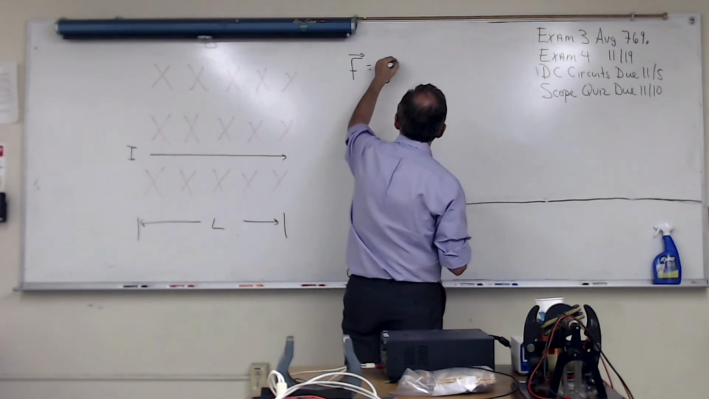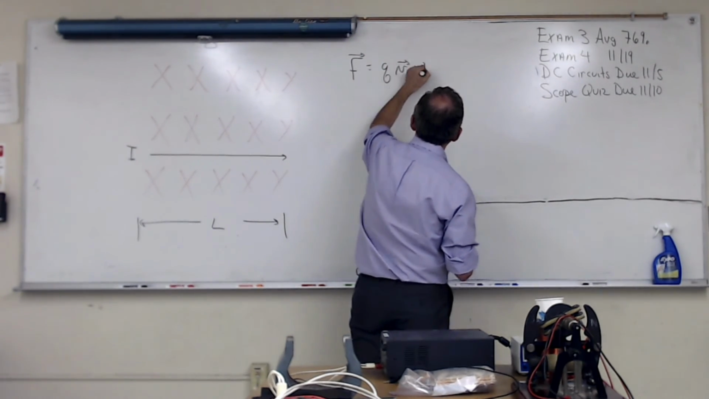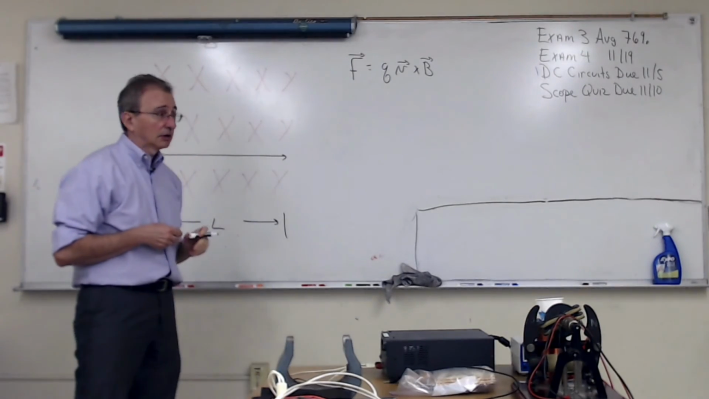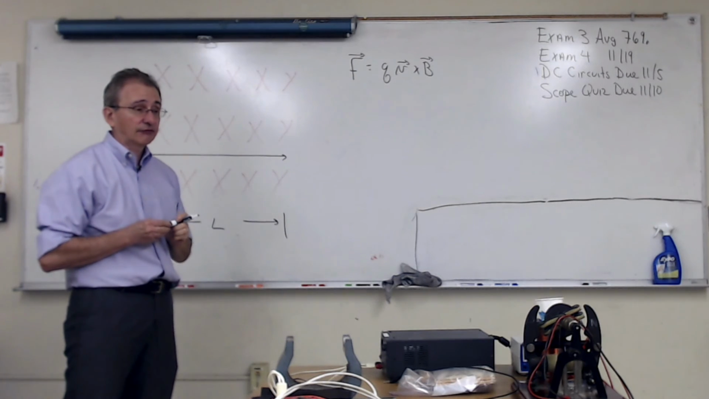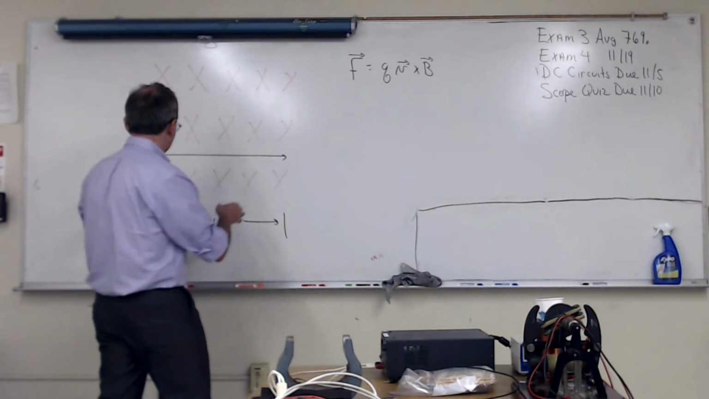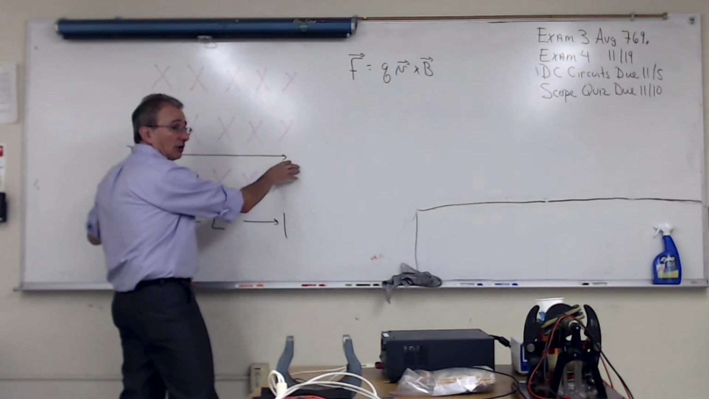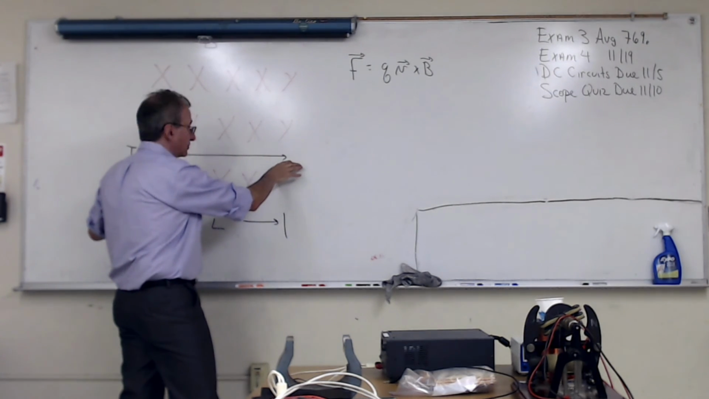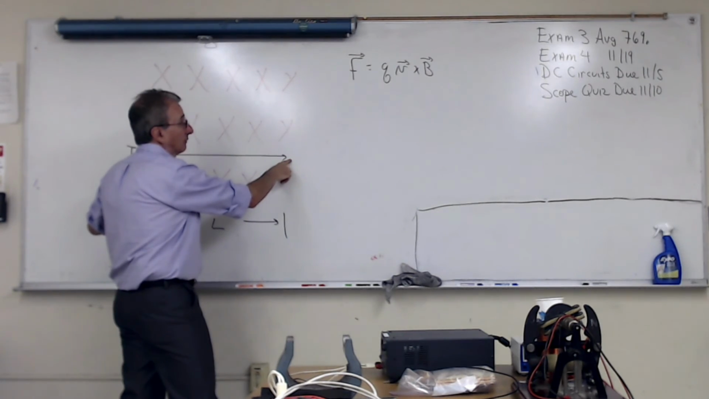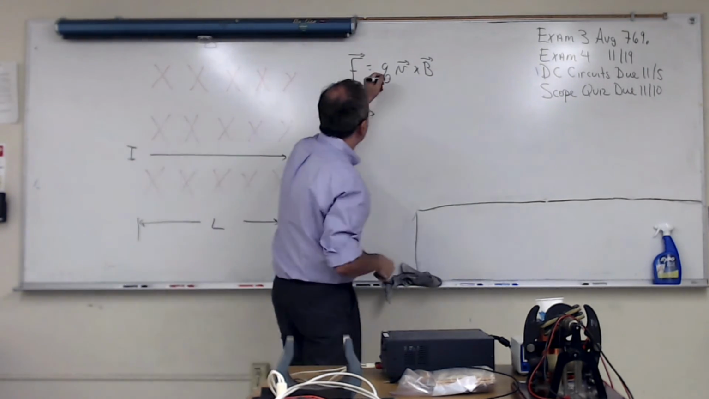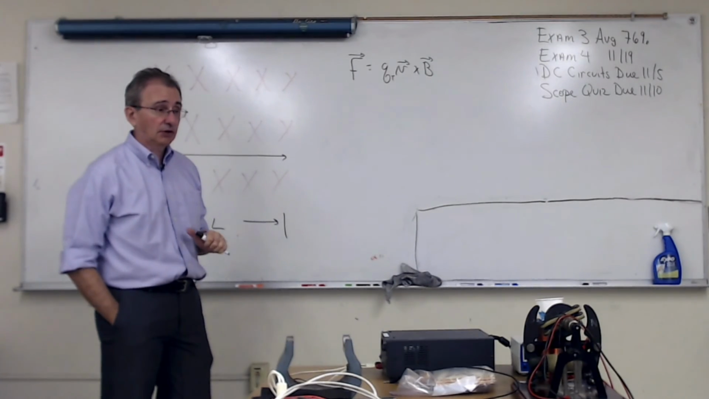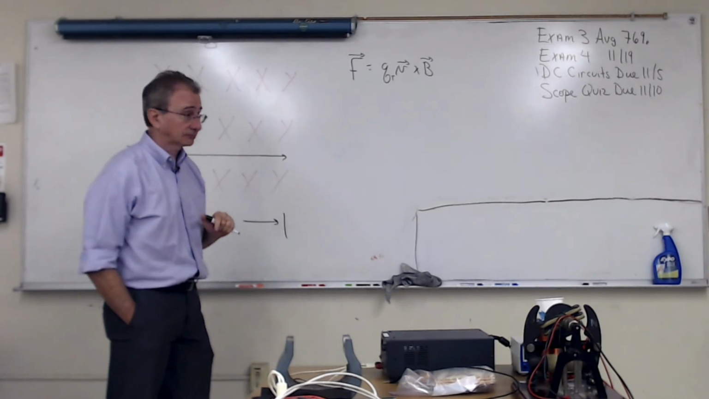is Q V cross B for a charged particle in a magnetic field. But if I have a wire of this length in the magnetic field, I need to know how many charges are here at one time. I really need Q total.